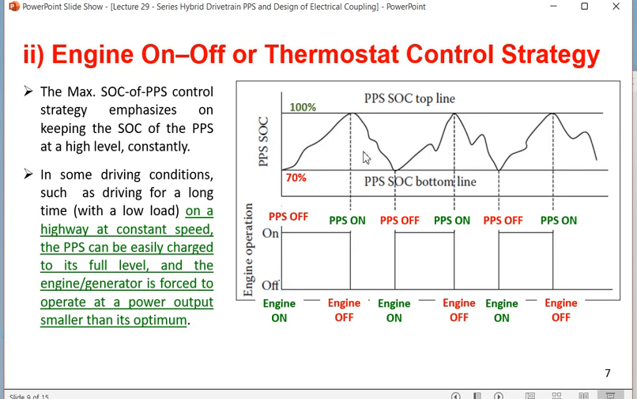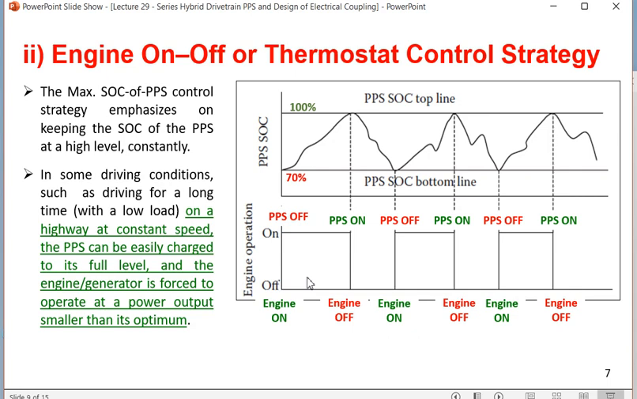That means you can say charging and discharging of the secondary source, that is the battery. Whenever it is here, that means PPS is 70% charged, that means PPS is 30% discharged. When we are here, PPS is 100% charged. So our target is to take the PPS to this level. For that we are using the engine.